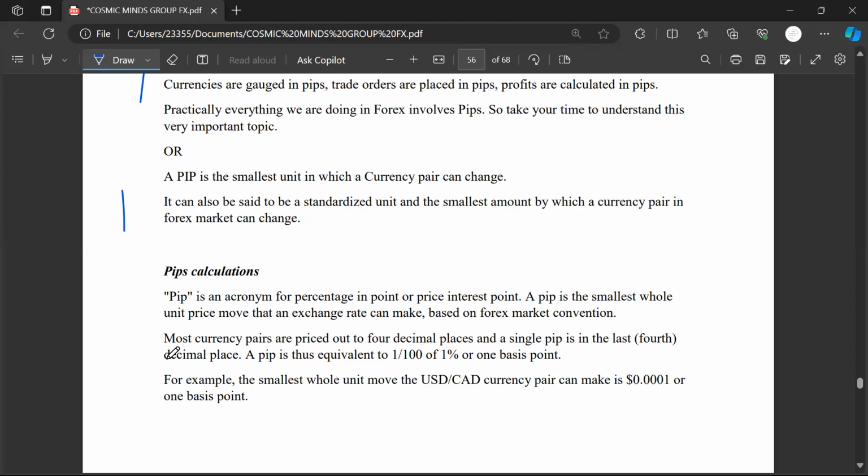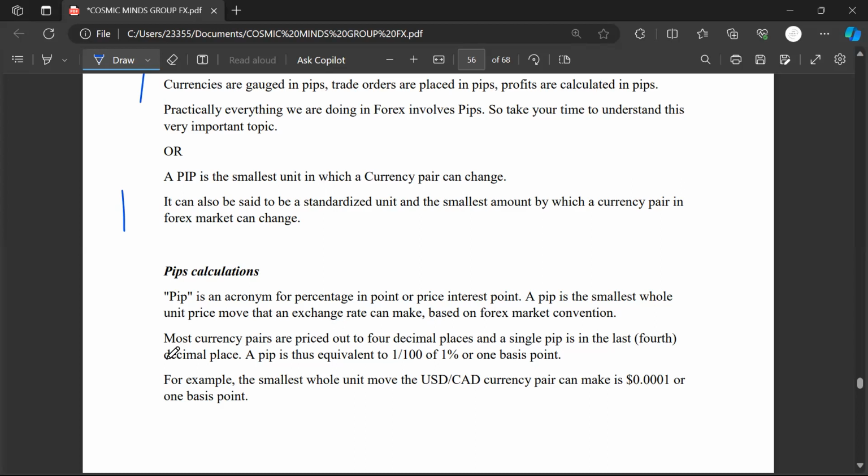Now, pip calculation. We are going to look at the pip calculation. What is the actual calculation for every currency, the movement that they make, and how much is actually gained from that? So we should look at what a pip value is. Every pip, if you move up or down, how much is that pip in dollars or in the currency that you are trading? That's what we are going to look at in pip calculation.